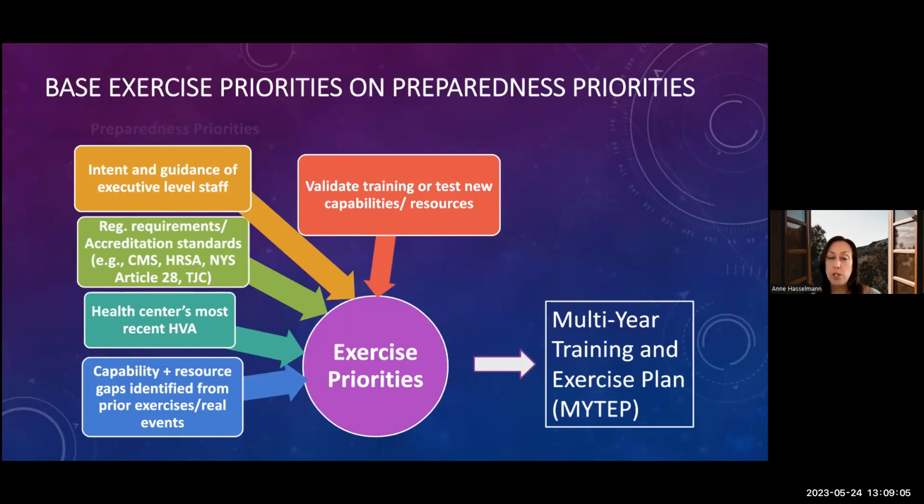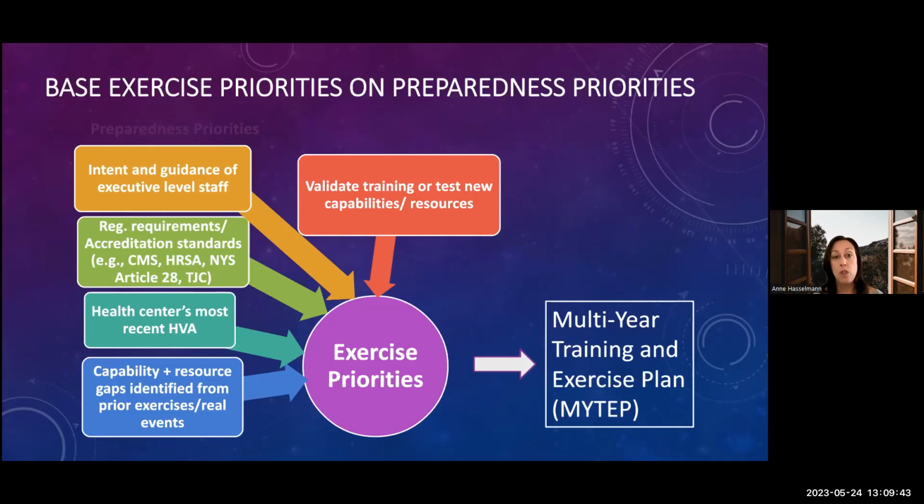So forgive me here, I do have a slide that I use for New York State, and that is the actual regulation for New York State in there. But you need to know CMS, HRSA, right? The PIN 2007-15, your state regulations, Joint Commission, etc. What is required? Then you need to look at your most recent hazard vulnerability analysis, or HVA, and that is the analysis that helps you figure out what hazards are of the greatest relative risk to your health center.